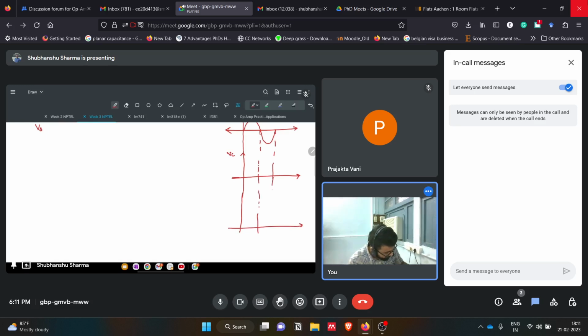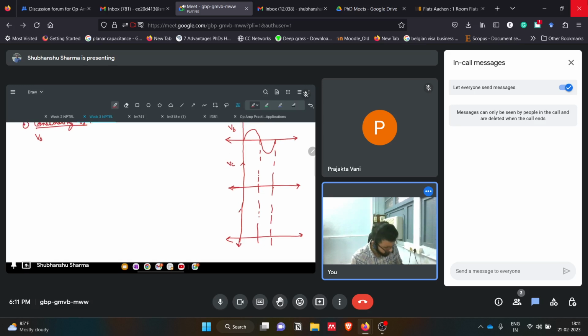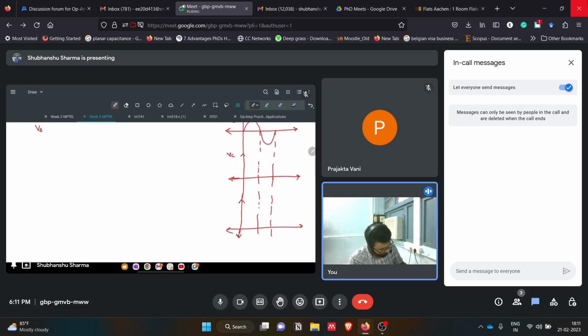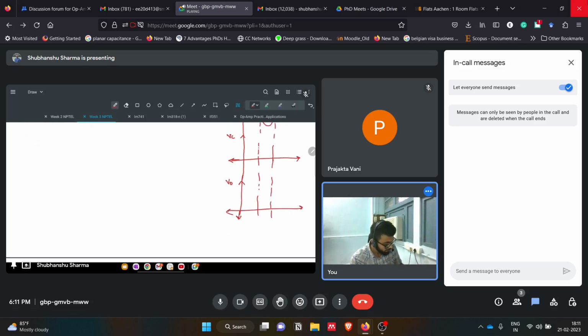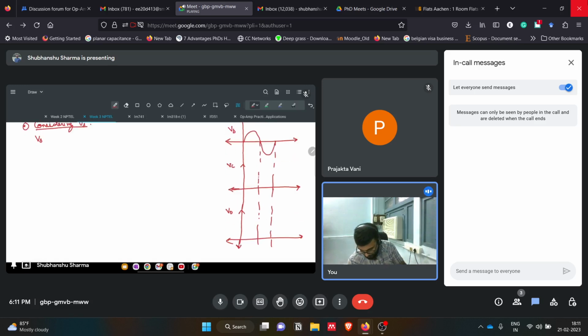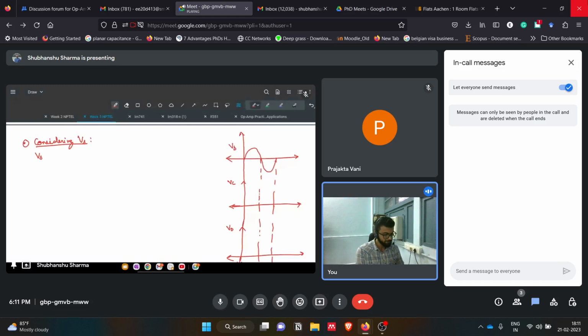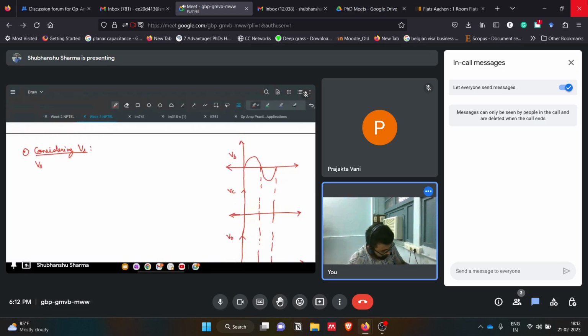If you have any doubts, you can ask me and you can interrupt me in between. So Vc is there, and we will also simultaneously draw V output. Okay, so how will it be then? We'll see. So let's say we have this as Vm, the peak voltage, and this is minus Vm.